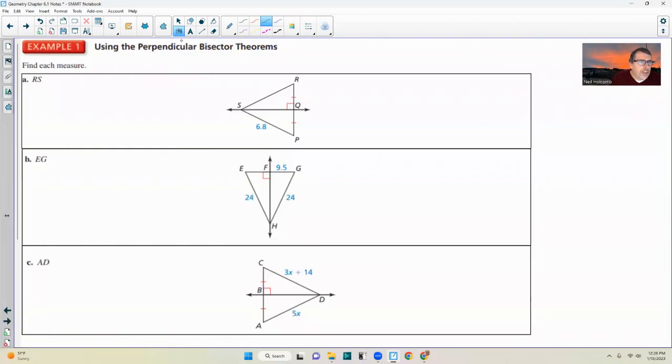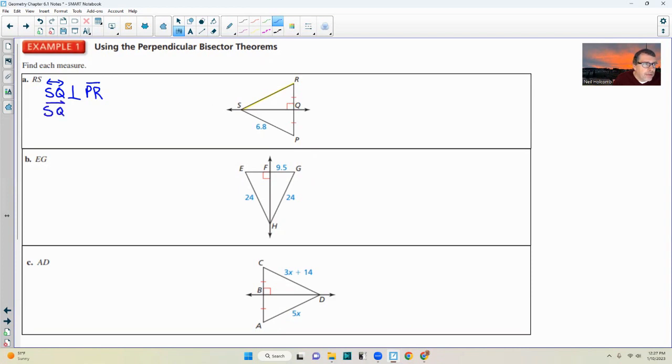Okay, so example 1 is using the perpendicular bisector theorem. Find each measure. So part A says to find segment RS. So let me just highlight that for starters. That is our goal. We want to find RS, which is right there. Okay, so in order to do that, we have to use the perpendicular bisector theorem. So as you can see, line SQ is perpendicular to segment PR because of this 90-degree angle.